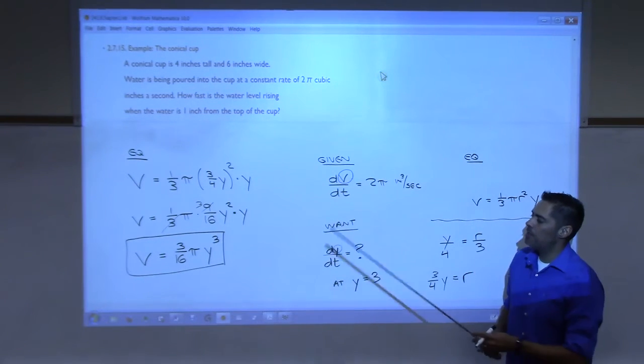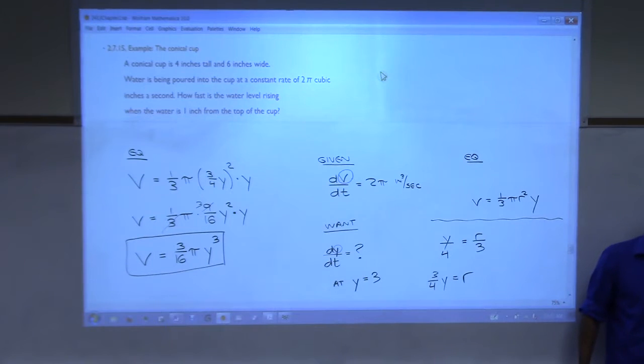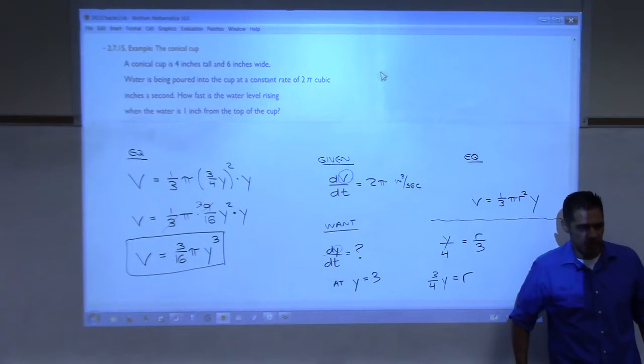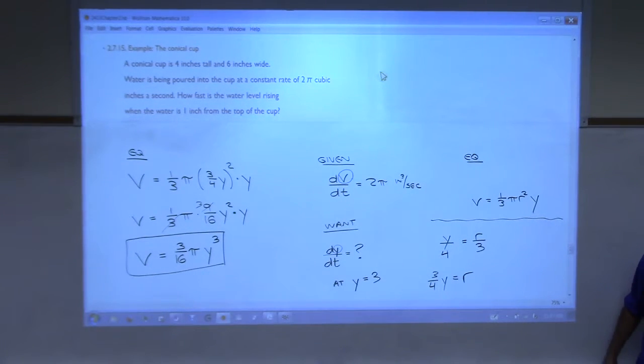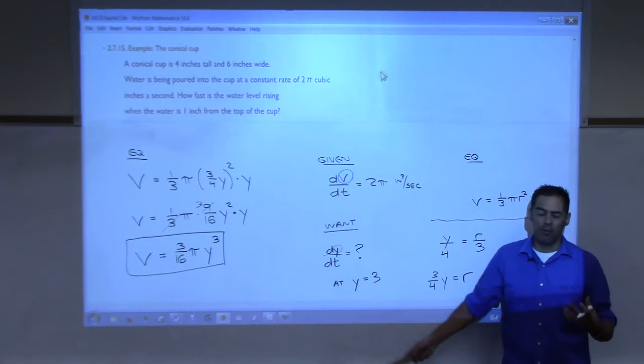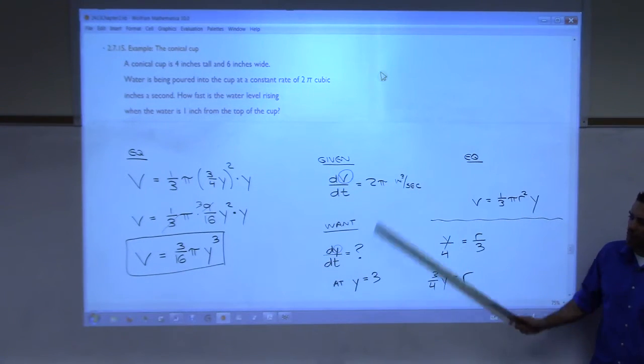This is kind of similar to a problem we did last class where we had to connect two variables together, remember? And we did it because we were trying to do volume of a sphere and surface area. Remember that? Okay. This is similar to that in the sense that we've come up with a final formula that's going to work with the given and what we want.